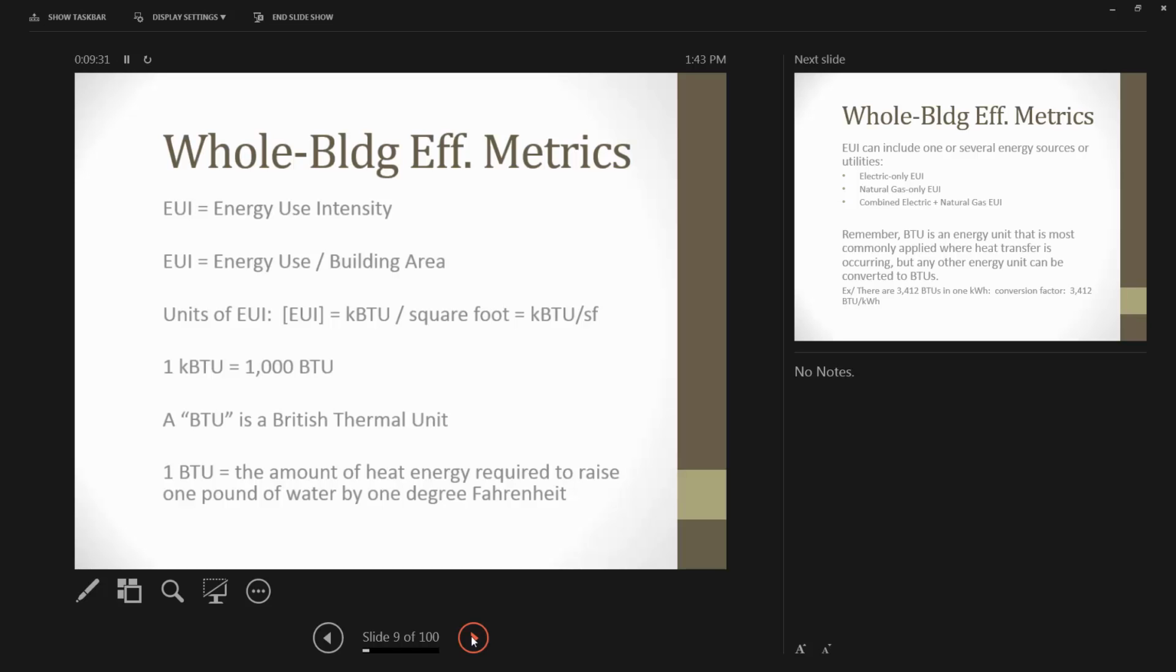So when we are measuring whole building efficiencies, we're talking in energy use intensity, and primarily energy use intensity based on the building area. So we're looking at how much energy is used per square foot, and that's usually the metric of how we're comparing. Almost always in BTUs, and we visited what a BTU is, that was, I think, chapter 1 in the book.